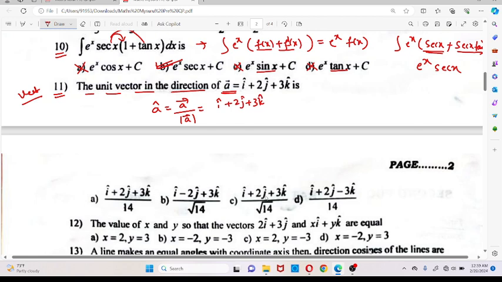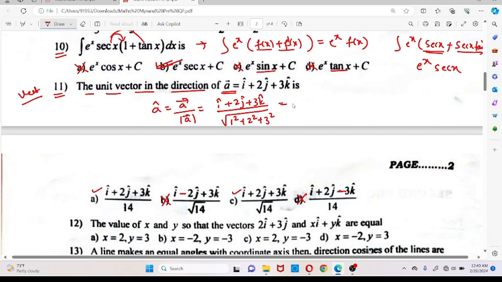If you go to the options directly, you can eliminate 2 options here, because the numerator is I cap plus 2j cap plus 3k cap. In option B there is a minus here, so this gets cancelled. In option D here it is minus 3k, this also gets cancelled. Now we can go with either option A or option C. See, magnitude of A means what? Square root of I coefficient, J coefficient and K coefficient squares. Here I coefficient is 1, that is 1 square. Here it is 2 square and again it is 3 square.